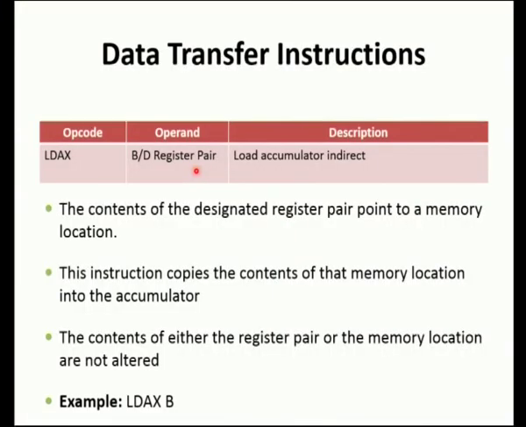Another one is LDAX register pair. This is indirect addressing. The address is specified in the register pair, and the content at that address is moved to the accumulator. The content of the designated register pair points to the memory location, and this instruction copies the content of that memory location into the accumulator. The contents of either the register pair or the memory location are not altered. An example is LDAX B, or you can use the D register pair. Only the B and D register pairs can be used in LDAX, and likewise in the STAX instruction.